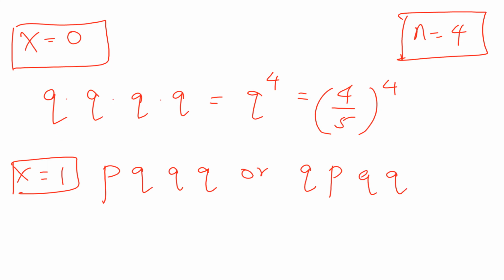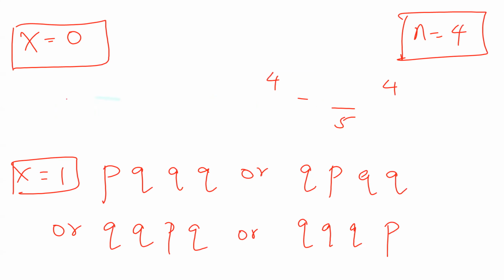Defective is P, non-defective is Q. Or we'll get the defective bulb at the third time. So the other three will be non-defective. Or while pulling out the bulb, the last one will be a defective bulb, but then the first three will be non-defective. Now, how to calculate this? Try and understand.